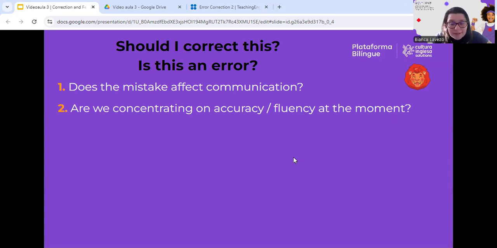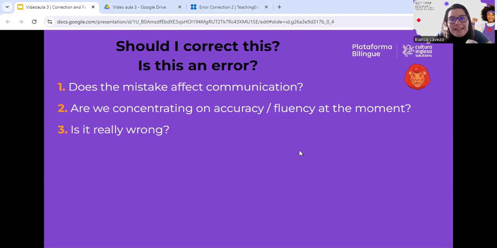If the task, or the focus of this stage of the lesson, this moment, is on fluency, maybe I don't need to correct this at this point. If it's on accuracy, yes, then by all means, please intervene somehow, so that the student knows how to go or where to go, right? The third question is, is it really wrong?